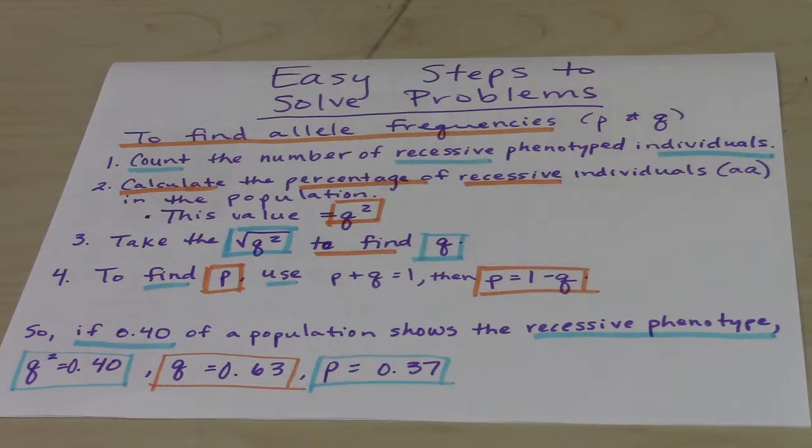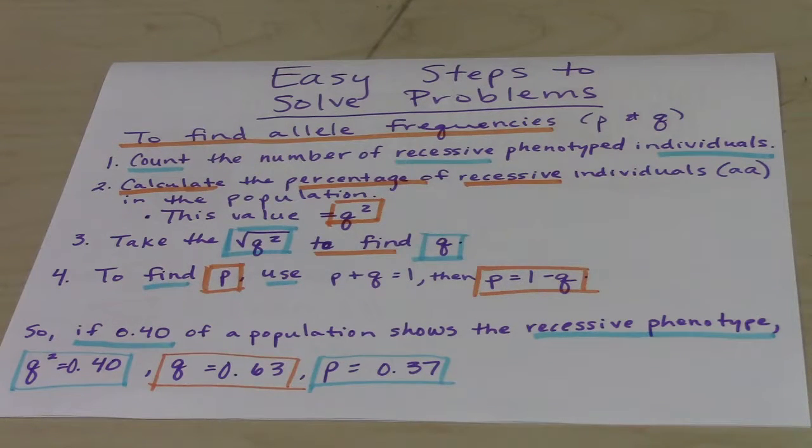So there are 4 easy steps to finding the allele frequencies, P and Q, in a population, and we're going to practice these. First, you're going to count the number of recessive phenotyped individuals. Then you're going to calculate the percentage of recessive individuals in the population. That is going to be the value called Q squared. So there we go. Now we have the genotypic frequency of individuals with the homozygous recessive genotype, Q squared.